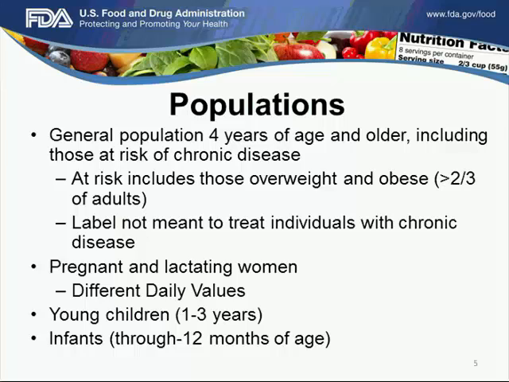Just wanted to put in context the purpose of the nutrition facts label on general food products. The nutrition facts table is targeted at the general population, age 4 years of age and older, including those at risk for chronic disease, but not specifically focused on those who have chronic diseases. Those at risk include people who are overweight and obese, which represents about 2/3 of adults in the United States today. As I said, the label is not meant to treat or deal with specific illnesses or chronic diseases.